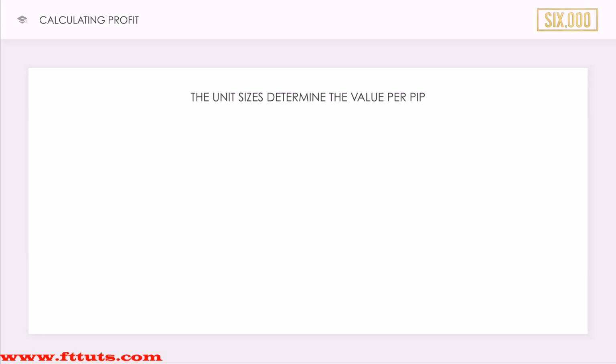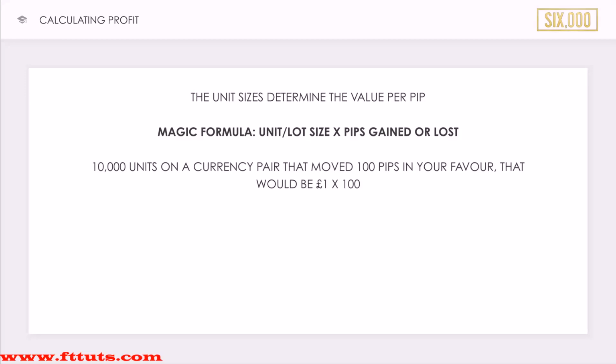Now, unit size determines the value per pip, if you haven't realized that already. And the magic formula that we use is very, very simple. You take the unit and lot size times the pips gained or lost. So 10,000 units on a currency pair that has moved 100 pips in your favor, that would be £1 times 100.